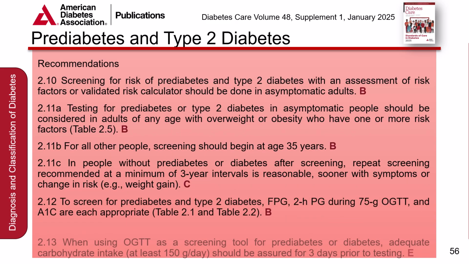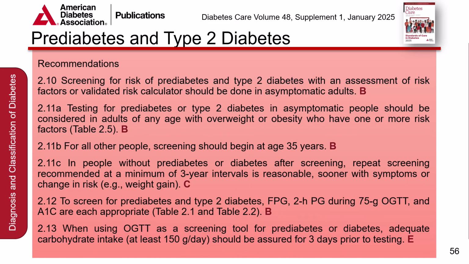Prediabetes and type 2 diabetes. Recommendations. 2.10. Screening for risk of prediabetes and type 2 diabetes with an assessment of risk factors or validated risk calculator should be done in asymptomatic adults. Level of evidence B.